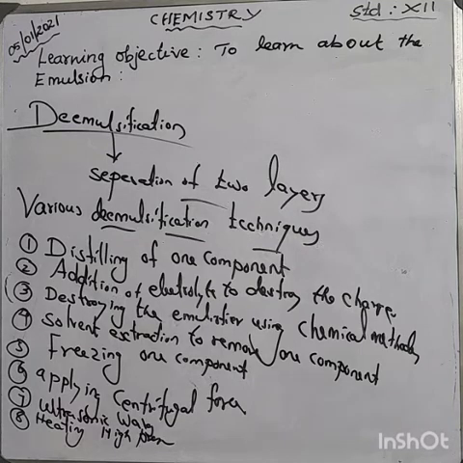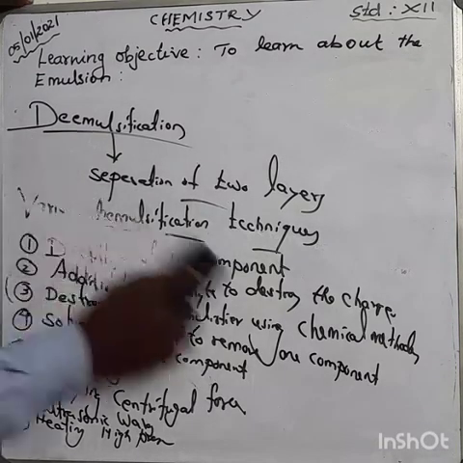Okay. What is the first point? Distilling of one component. Addition of electrolyte to destroy the charge. Destroying the emulsifier using chemical method. Using solvent extraction to remove one component. Freezing one of the components by applying centrifugal force. We are using ultrasonic waves, heating at high pressure, and adding a dehydrating agent for oil in water type. Anyhow, these are some of the various de-emulsification techniques.